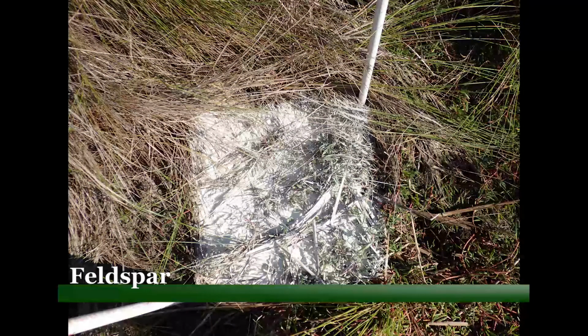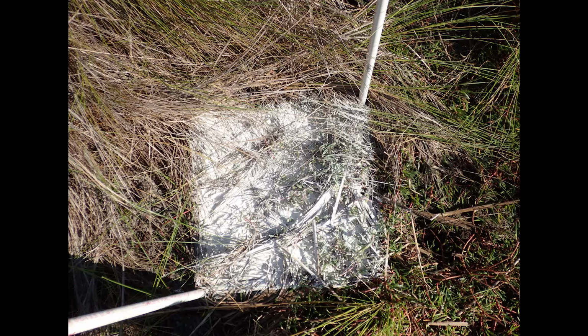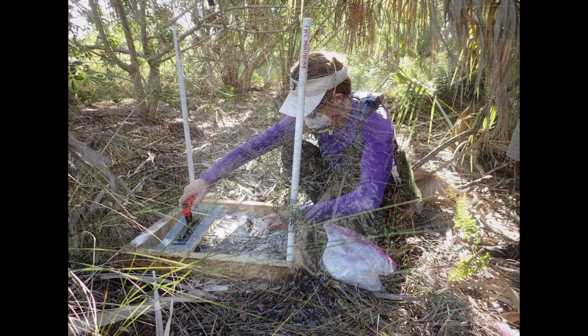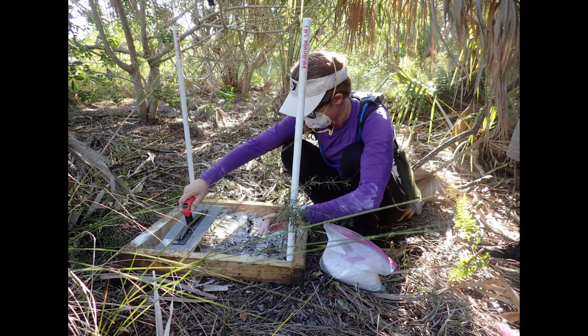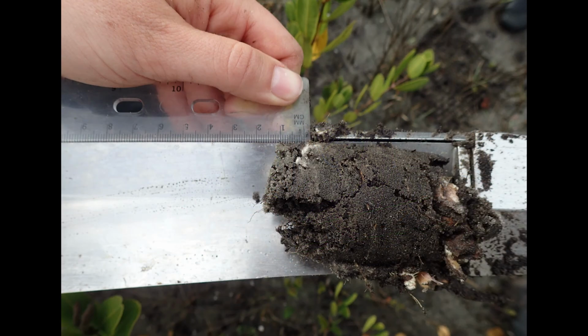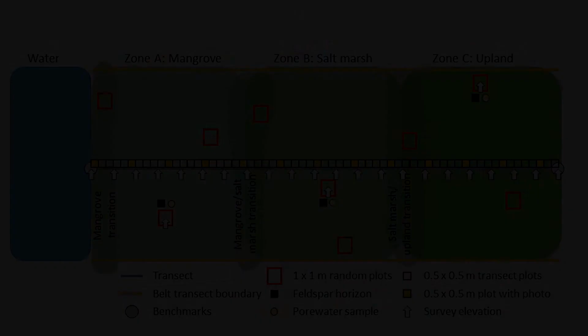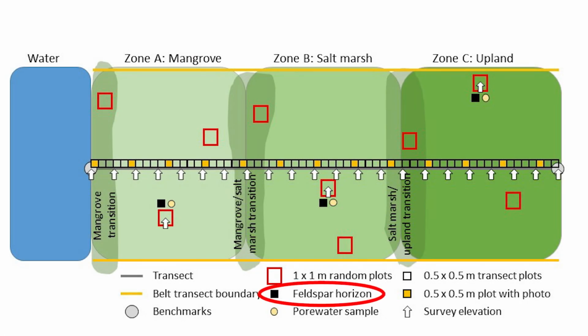Feldspar. Feldspar marker horizons provide a method of measuring sediment accretion on top of a substrate. A 1/4 inch thick layer of white feldspar clay is applied to the surface of the marsh in a marked location. Subsequent coring in this location allows for the visual examination of the thickness of sediment deposition on top of this layer. Place feldspar marker horizons at one randomized plot per vegetation zone near the center of the zone.